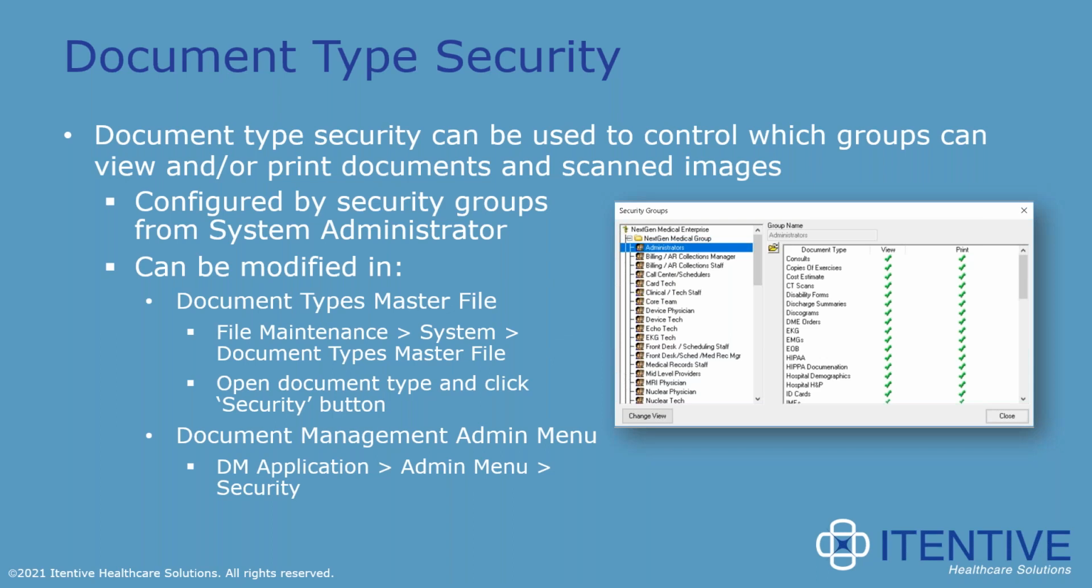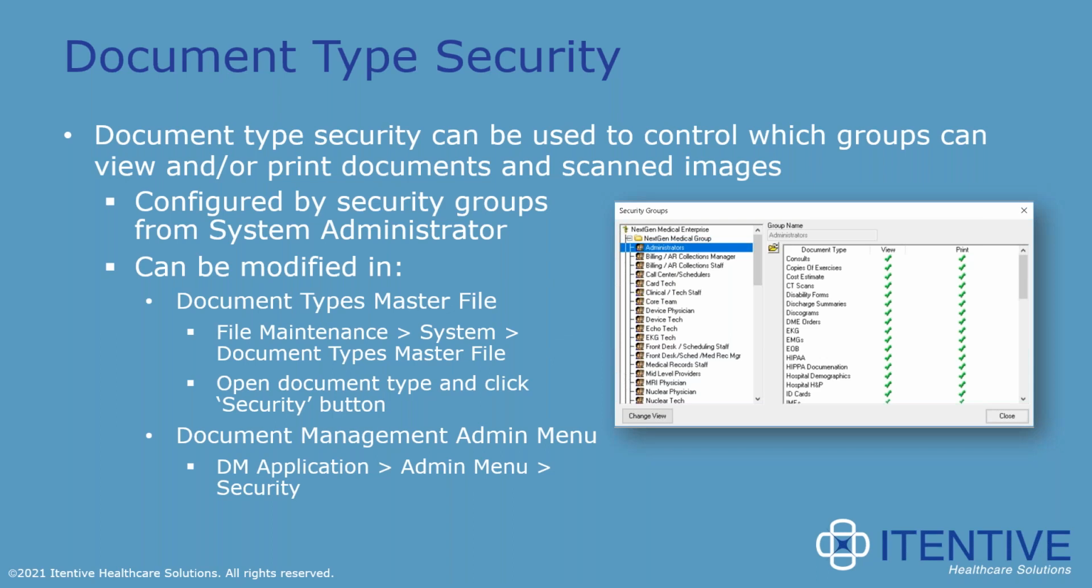The security rights for our document types can be added in a few places. First is in our document types master file. If we're actually in there, maybe adding a new document type or making modifications, there is a security button in that master file that allows you to add those rights. The other option is from directly within the document management application. If we go to that admin menu, there is a security option there as well.